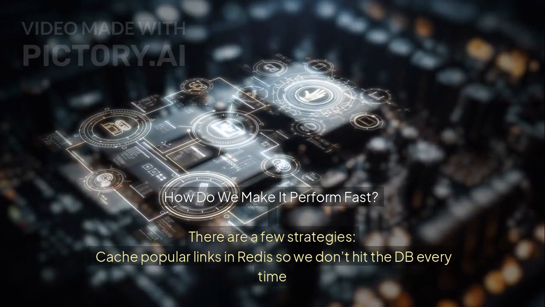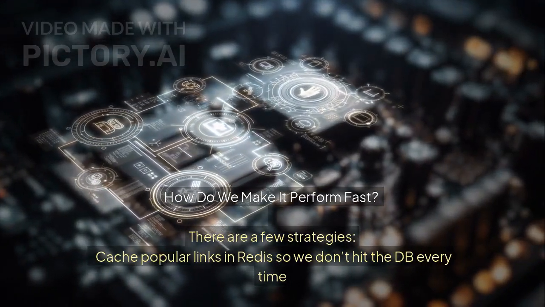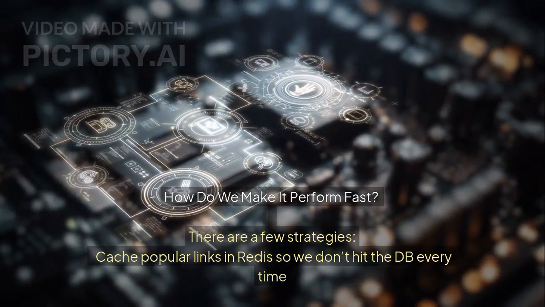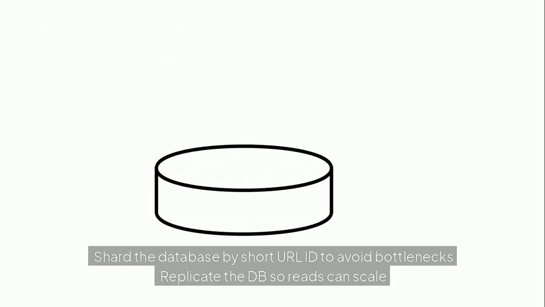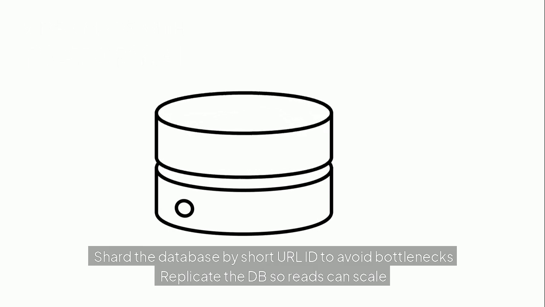How do we make it perform fast? There are a few strategies. Cache popular links in Redis so we don't hit the DB every time. Shard the database by short URL ID to avoid bottlenecks. Replicate the DB so reads can scale.